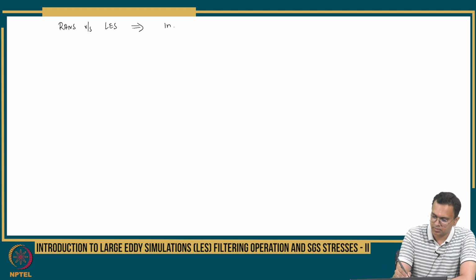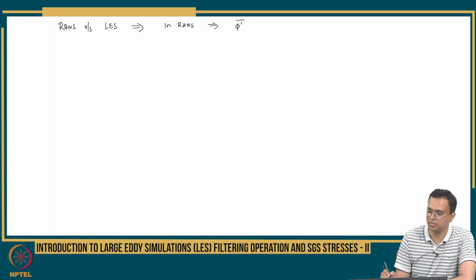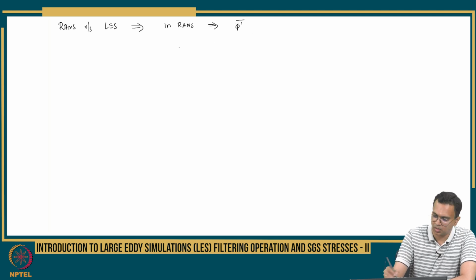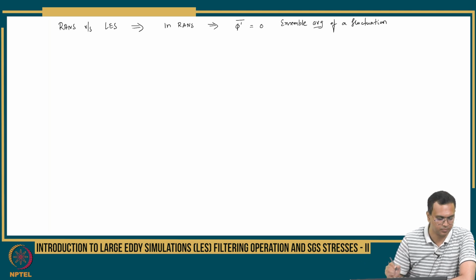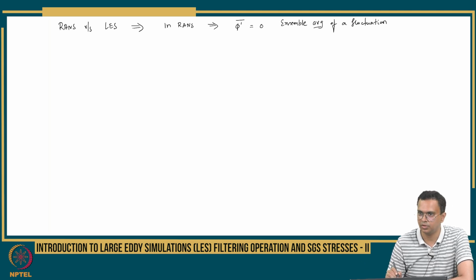So in RANS, we know that we do ensemble averaging. So that means the phi prime over bar. Here over bar is the ensemble average, right? So ensemble average component of phi prime, what is this? 0, right? Ensemble average of a fluctuation is 0. No need to prove this, it's already been done in the class before.